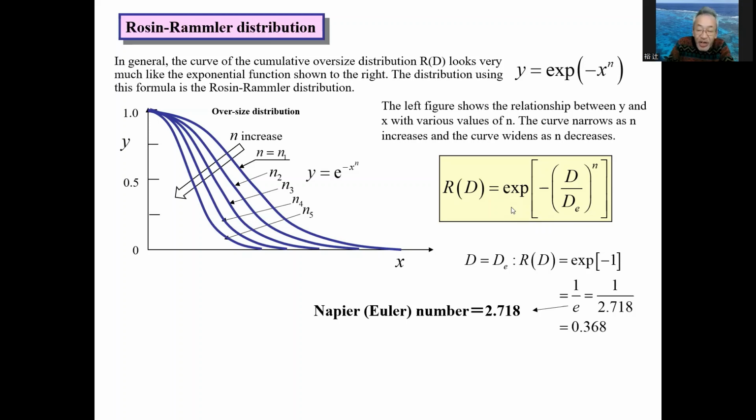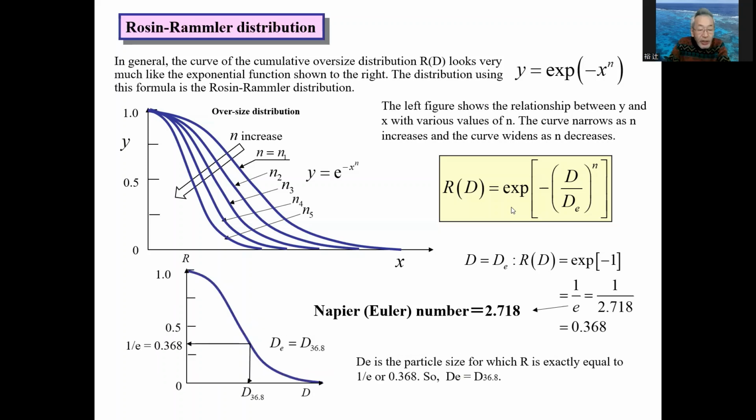Substituting the numerical value 2.71828 of e, R equals 0.368. e is called the Napier number or Euler number. The letter e comes from the name of Euler. So it is found that DE is the particle size for which R is equal to 1 over e, or 0.368. So DE is described as D36.8.